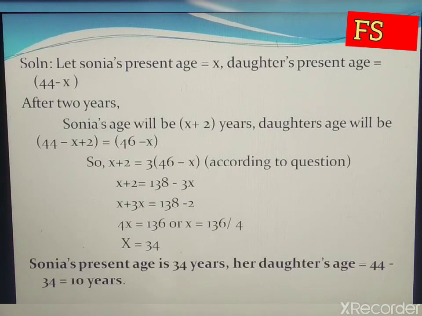So now what will happen? Sonia's present age is 34 years because we have taken Sonia's present age as x. So the value of x is 34. So Sonia's present age is 34 years and daughter's age is 44 minus 34, that is equal to 10 years. Hope you all have understood.